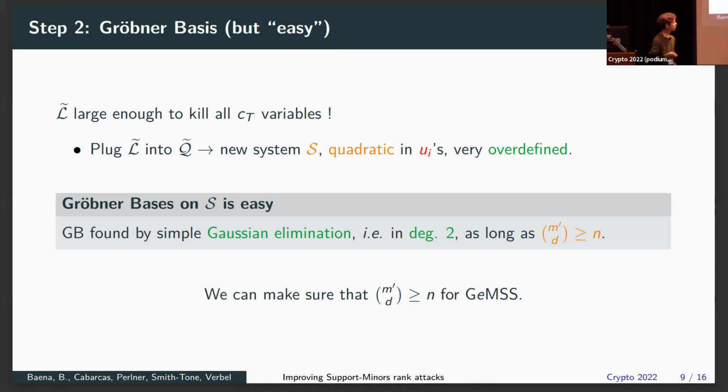So finally, how do we solve this S? Well, we don't have a more clever way to do that than applying Gröbner basis, which is really costly in general. But here, since our system is very overdefined, we can show that the Gröbner basis computation terminates really early. It terminates in degree 2. So basically, this means that we don't go to higher degree. We have a small condition here, but it turns out that on the parameters of GeMSS, this condition is very easily met.